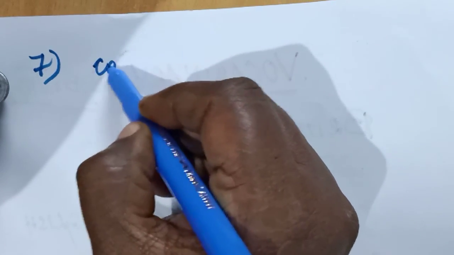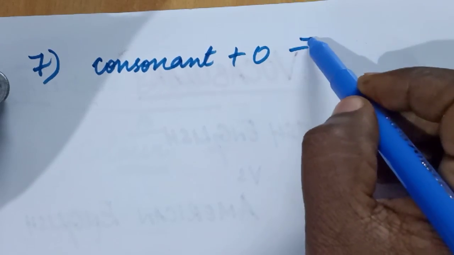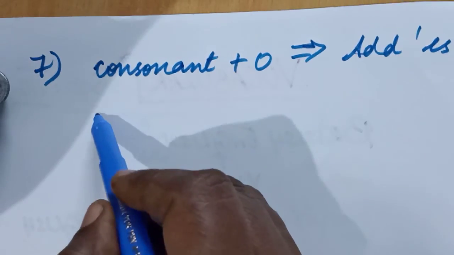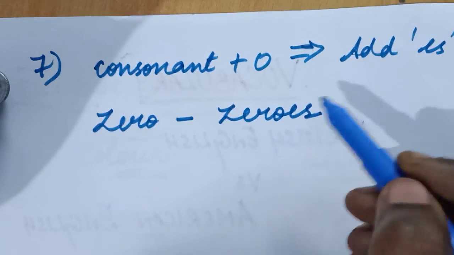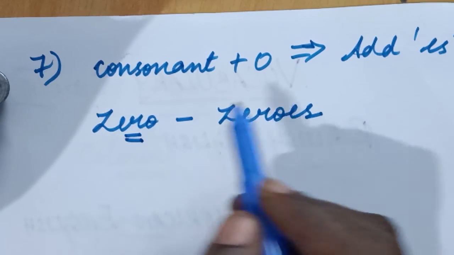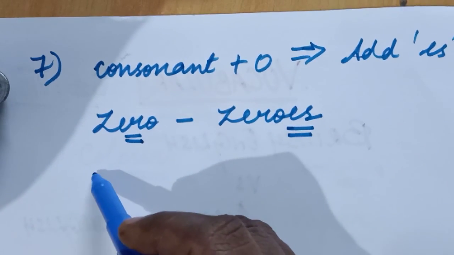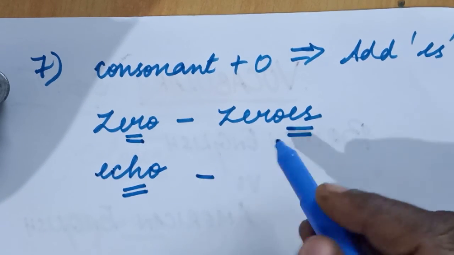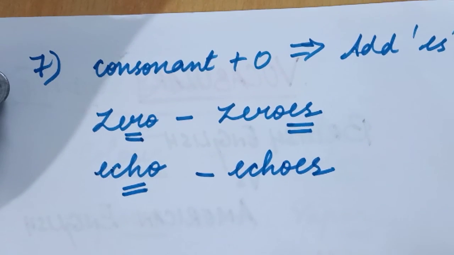Similarly, the seventh rule is if the word ends with consonant plus O, then add ES. What is this? See, zeros. Because it is a consonant and the word is ending with O, that is why we are writing ES. You can just see echo. Again, this is a consonant, so we have to write it as echoes, E-C-H-O-E-S. Understood?